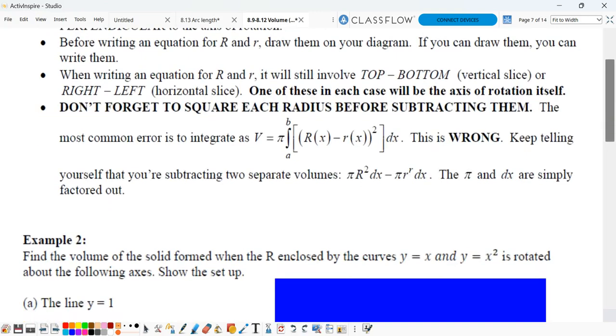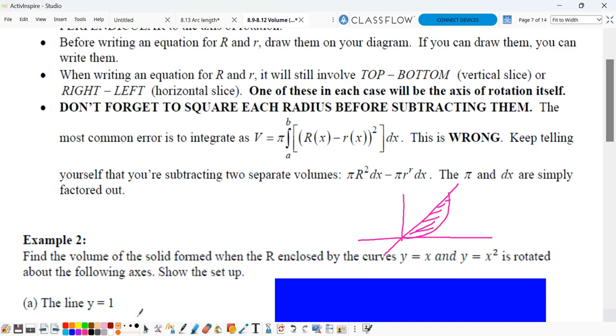Okay, so we have a few shapes. Find the volume of the solid formed by y equals x and y equals x squared. Sketch this. Very similar shape, the other side of what we did before. This is a parabola, and this is the shape.